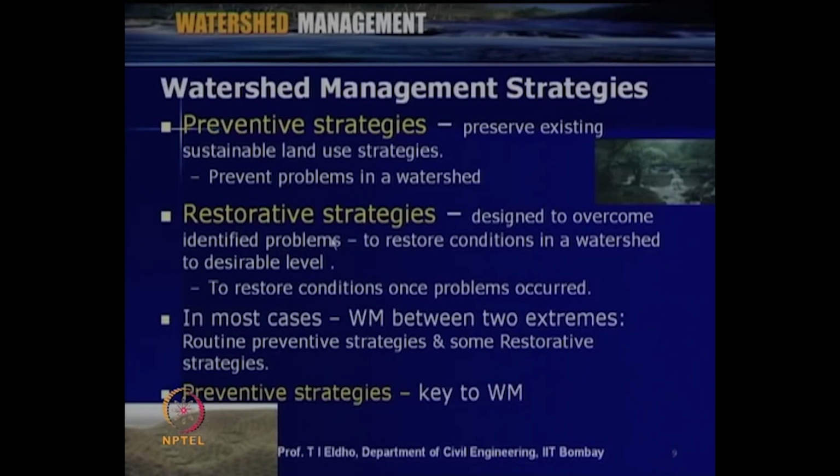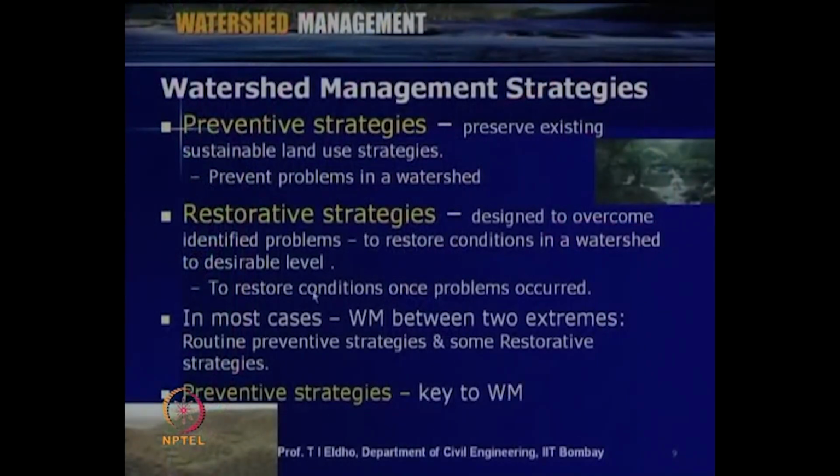For each watershed, it can be soil pollution, water pollution, non-availability of sufficient water, or the lack of sufficient forest. So for a particular watershed, particular problems can be there. In the restorative strategies, we concentrate on those specific problems and try to overcome them. For example, we can restore the availability of water, or restore conditions once problems occur.